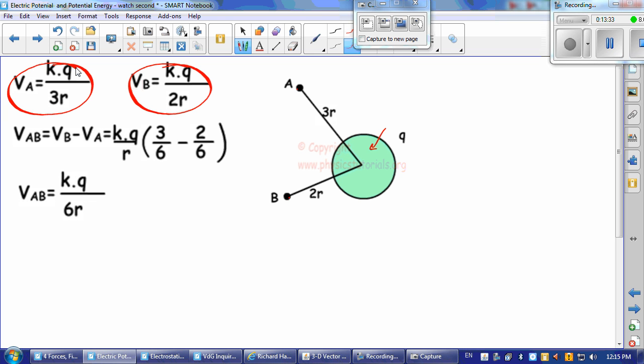Now this looks confusing, but this is just finding the common denominator between 3 and 2. The only way to add these things up is to have common denominators. So make sure you remember how to do that. And you just end up with KQ over 6R. That's really it. You just add them together or subtract them depending on their sign. And that's how you do it.